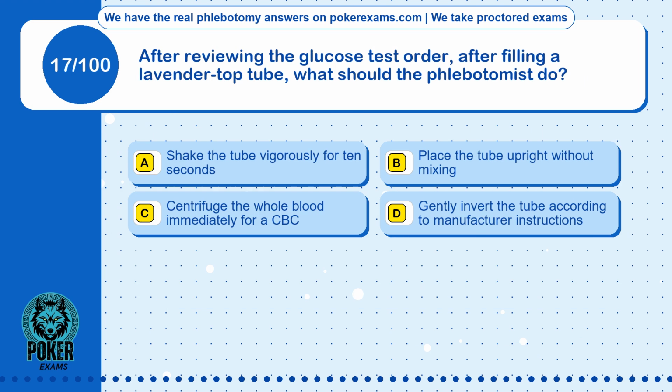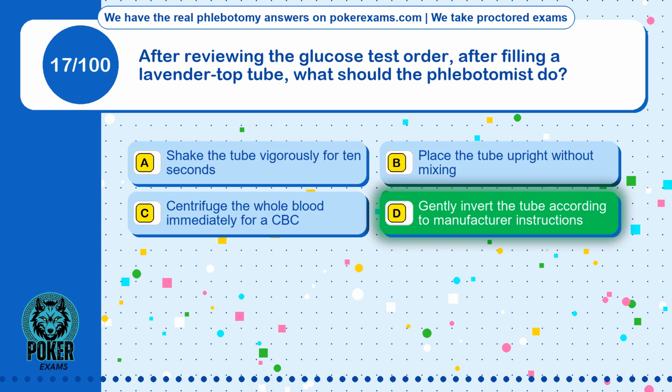Question 17. After reviewing the glucose test order, after filling a lavender top tube, what should the phlebotomist do? Option A, shake the tube vigorously for 10 seconds. Option B, place the tube upright without mixing. Option C, centrifuge the whole blood immediately for a CBC. Option D, gently invert the tube according to manufacturer instructions.